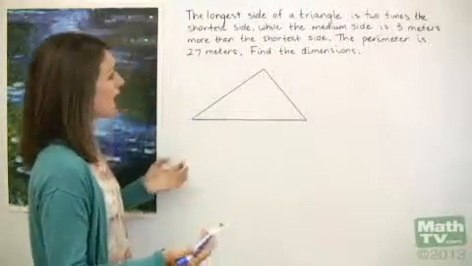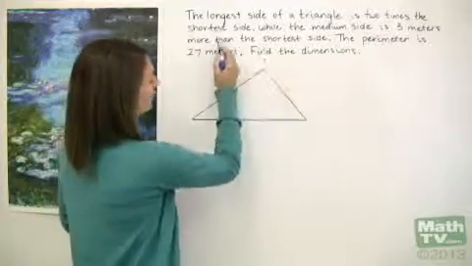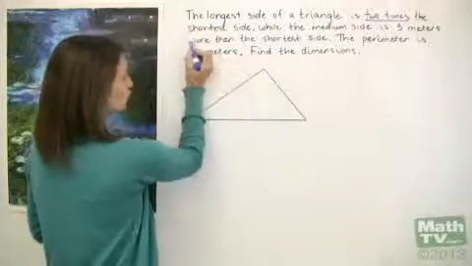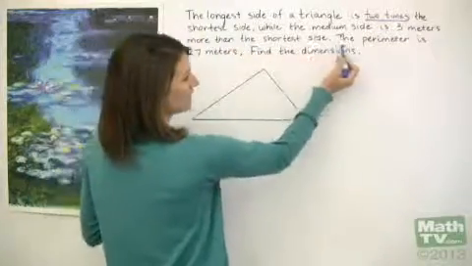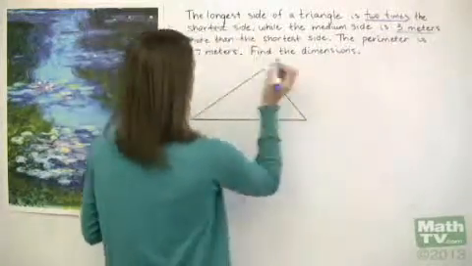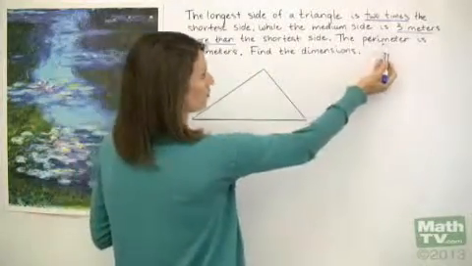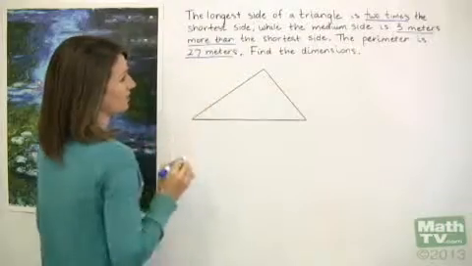So our known items, we know that the longest side of the triangle is 2 times the shortest side, while the medium side is 3 meters more than the shortest side. And we know that the perimeter is 27 meters.